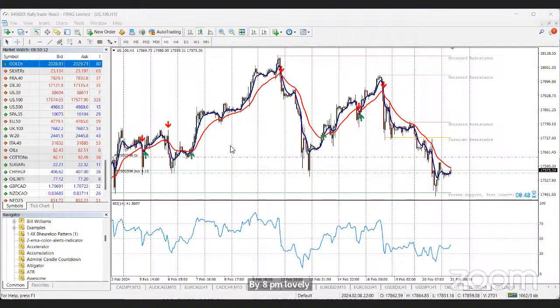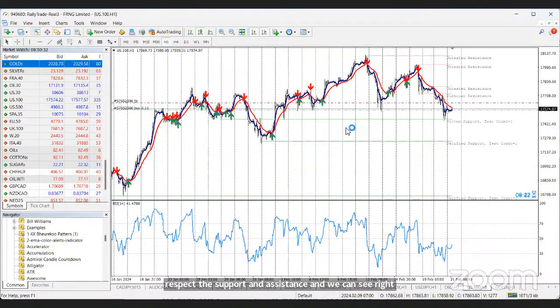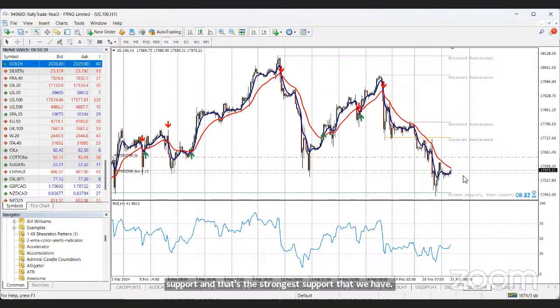So basically we can see that there's an FOMC coming up by 8 p.m. However, US 100 is mostly technicals. Until the news comes, it always respects technical analysis, the support and resistance. And we can see right now that on the hourly time frame, price has bounced off a proven support, and that is the strongest support that we have. So we can most likely expect it to continue going upwards until this news by 8. But then again, 8 is far now. We can make a lot of money before then.